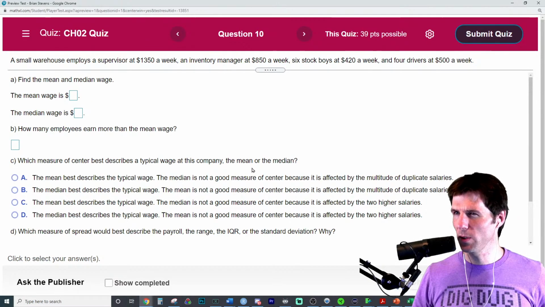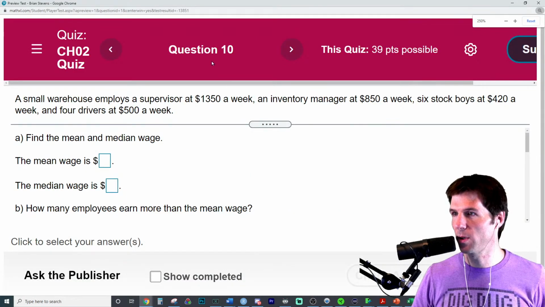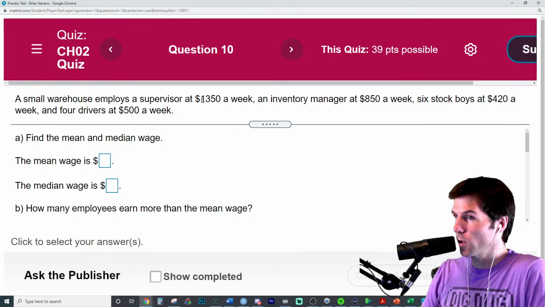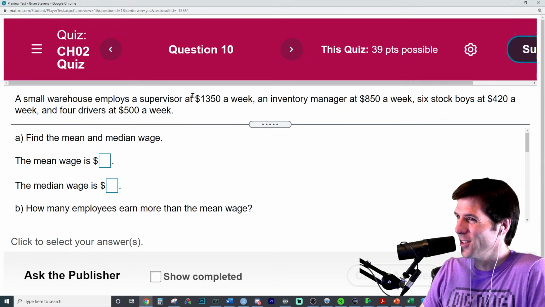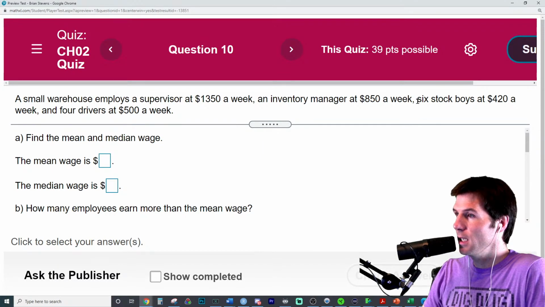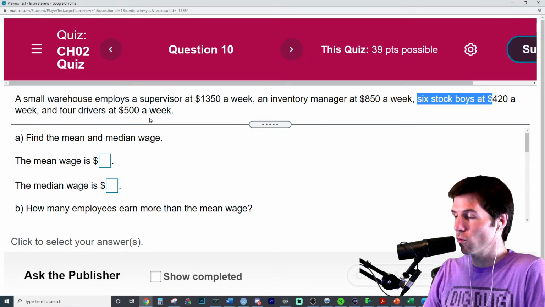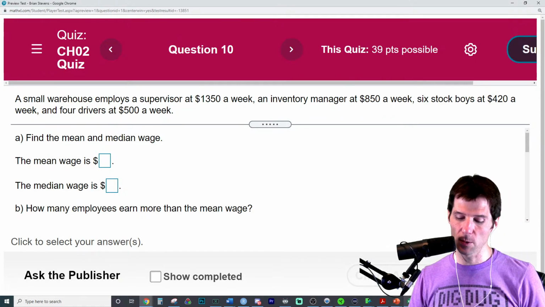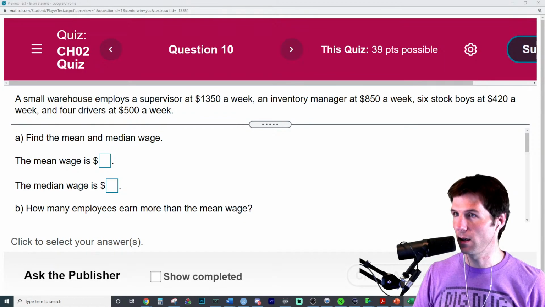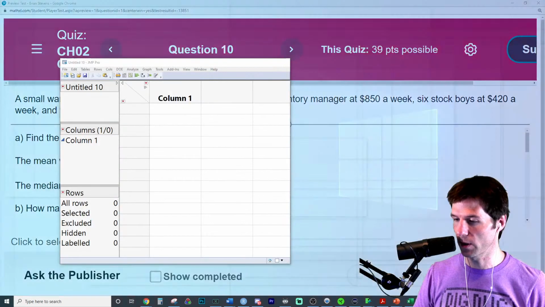So we have right here, and this one confuses a lot of people, a bunch of workers at a company. And these workers include a supervisor, good to see you here, Roderick, at $13.50 salary, and $8.50 is another salary. And these have 6 stock boys and 4 drivers. So this is where the errors occur in this question, I believe. Let's go over here and go into JMP. You could do it in Excel, but I prefer to work this in JMP.